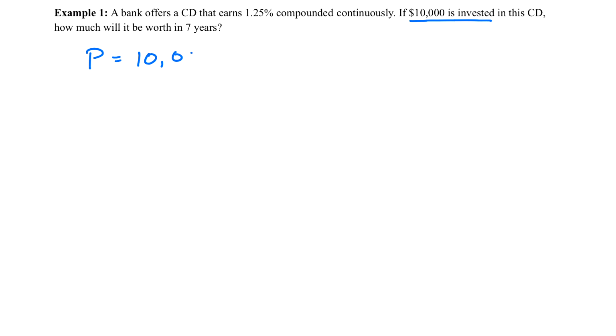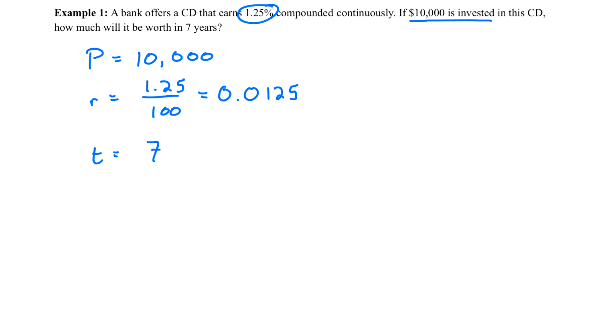That means that that's my principal. So P is 10,000. r, remember, is your interest rate. So that is 1.25%. So you can take that 1.25 and divide it by 100, or you can slide the decimal place to the left by 2 spots. Either way, you'll end up with 0.0125. t will be the number of years of our investment. So here we're looking at a 7-year investment. So t is equal to 7. And then A, well, that's what I'm trying to find. I don't know what the amount is after 7 years.